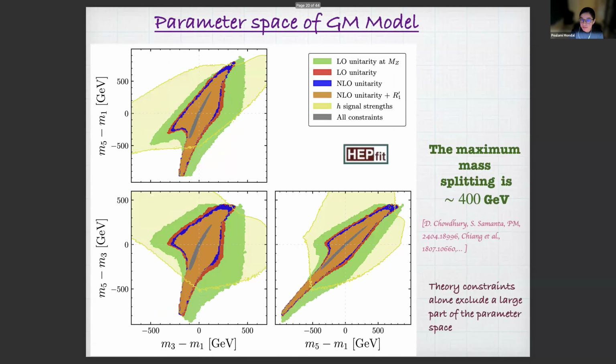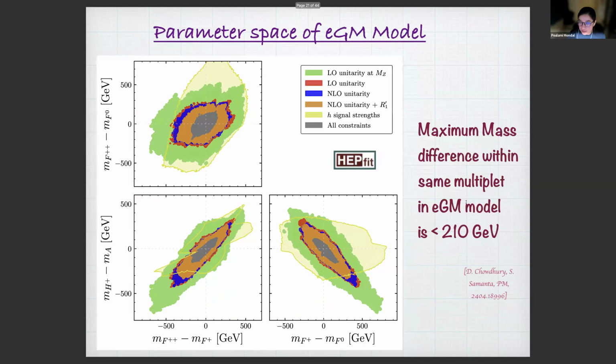And also in the Georgi-Machacek model, why did we do that? Because we imposed the NLO unitarity constraint, and we have seen that this mass splitting of 400 GeV is much more constrained compared to the previous literature, when people only imposed LO unitarity. Of course, we also incorporate the latest Higgs data, but since the theory constraints are much stronger in this panel, the most significant contribution comes from the theory constraints, and this 400 GeV is much more constrained than what was there in the literature. So that's why we did that for the GM model and the extended Georgi-Machacek model.